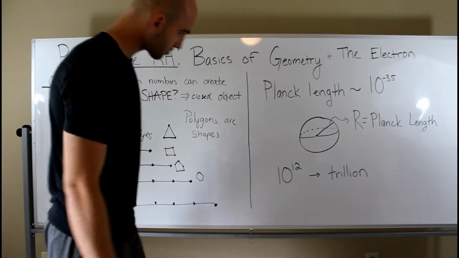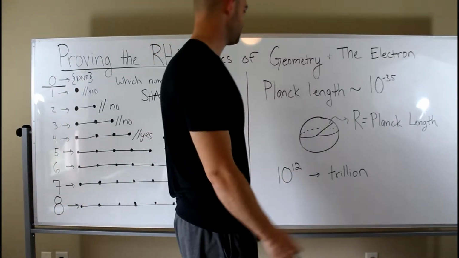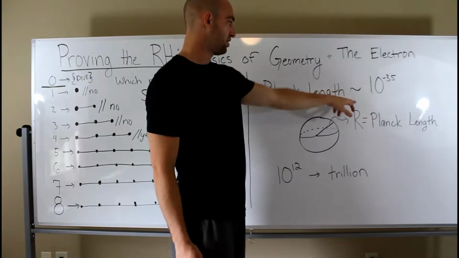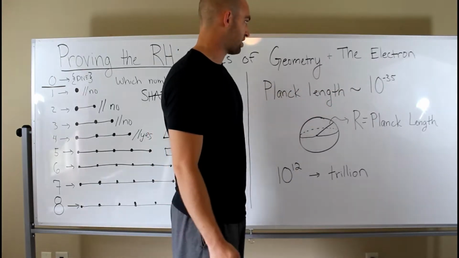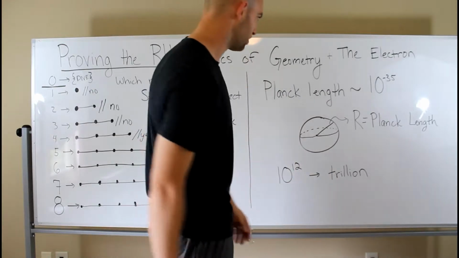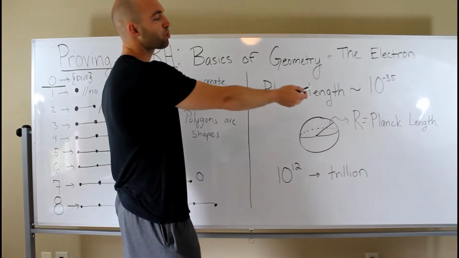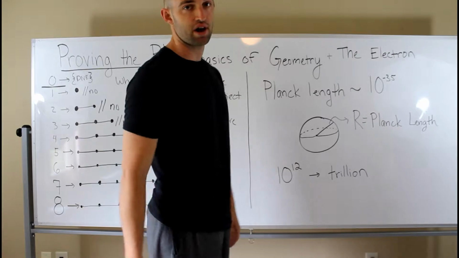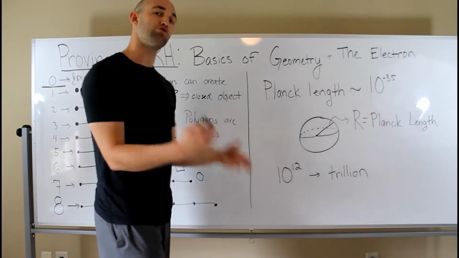But the thing I wanted to say about scale is this. The Planck length. I'm using length right now, but this is the Planck scale. They also have Planck time, which is wrong. But it's to the order of magnitude of 10 to the negative 35. And I wanted to touch on how small that is.